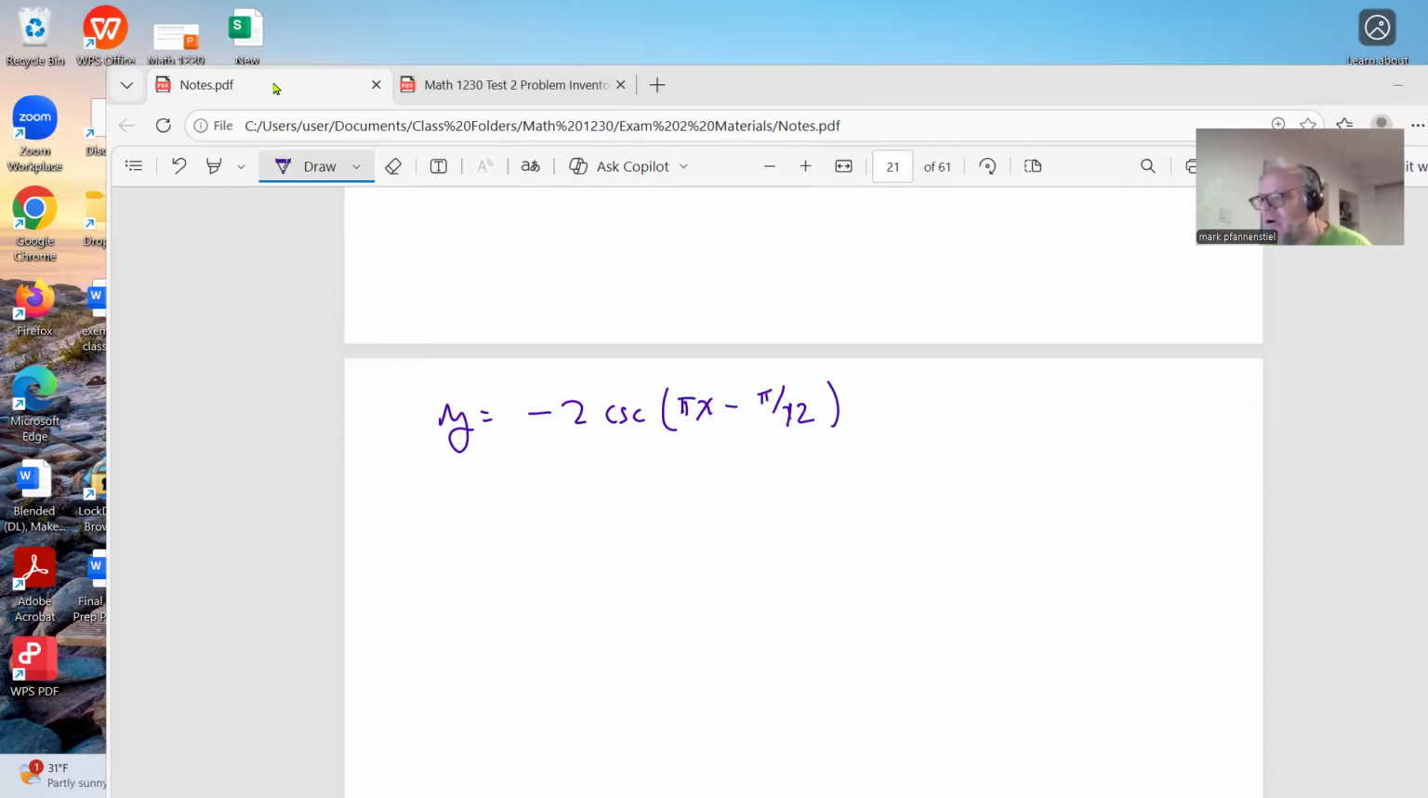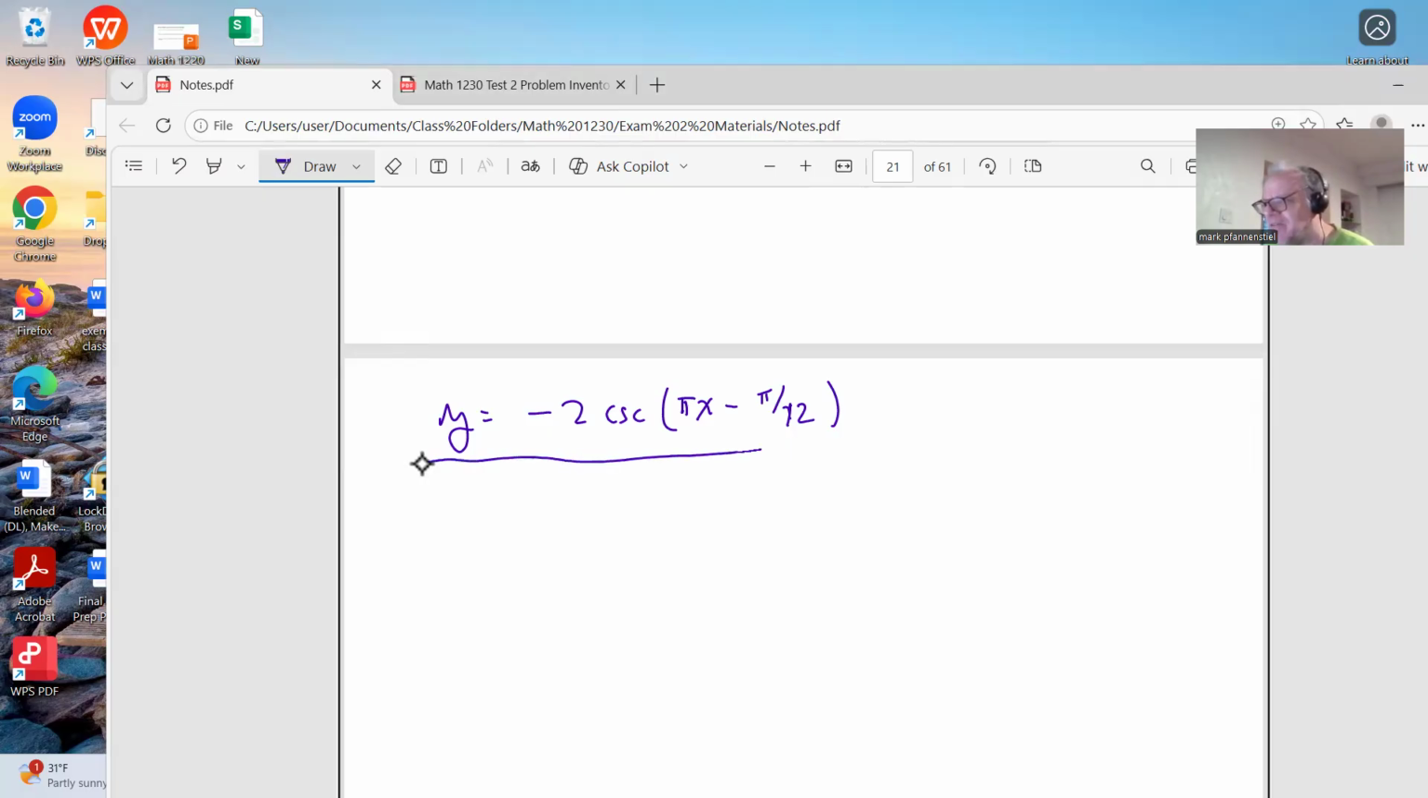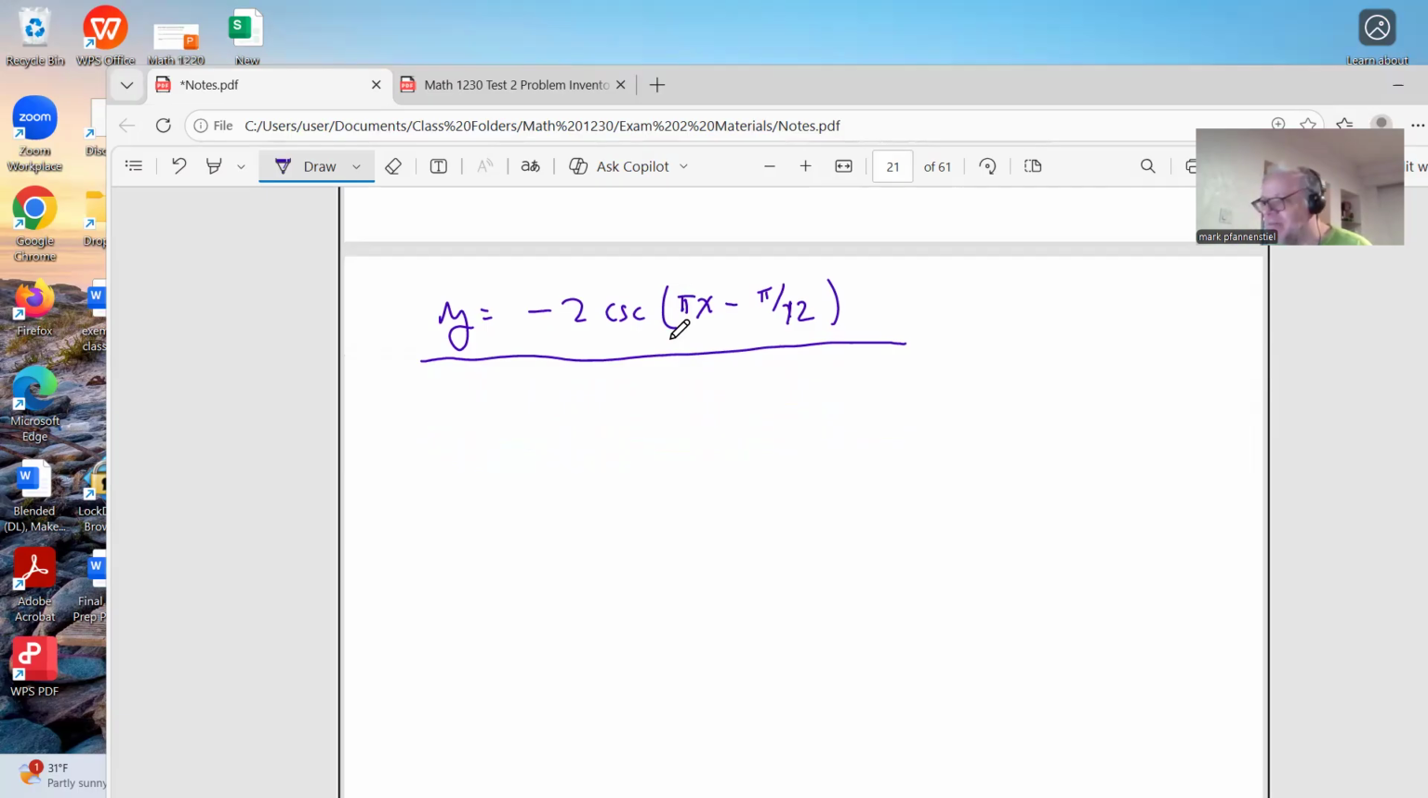Okay, good morning. Welcome back to trigonometry. We are going to go ahead and graph y equals -2 cosecant (pi x minus pi over 12). This is going to be kind of a tough one because there's a lot of pi's in here, and that's usually a problem. If there's one pi in it, it's usually easy. If there's two pi's, then it's going to get a little bit rough. I'll show you what I mean by that.